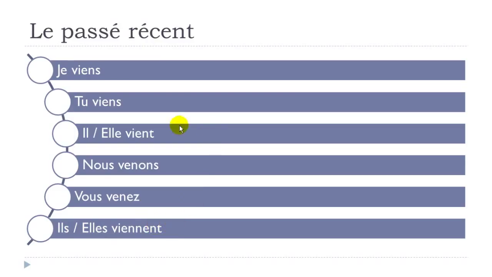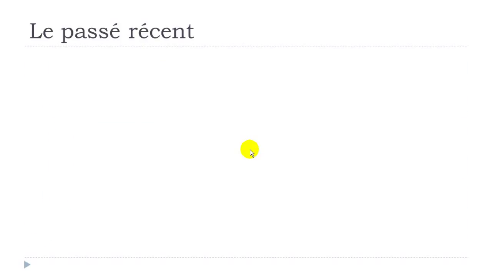All right? So remember, je viens, tu viens, il vient, elle vient. Nous venons, vous venez, ils viennent, elles viennent. So this is the first part that you should use to make this passé récent. Okay? And remember, after that you put this preposition de plus your verb at the infinitive. So let's see a few examples now.